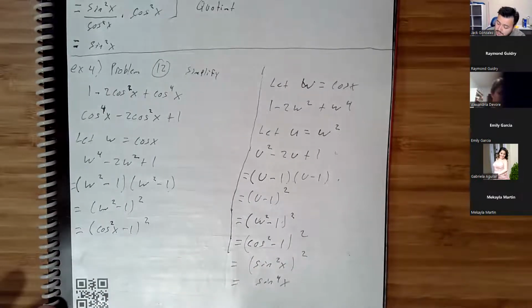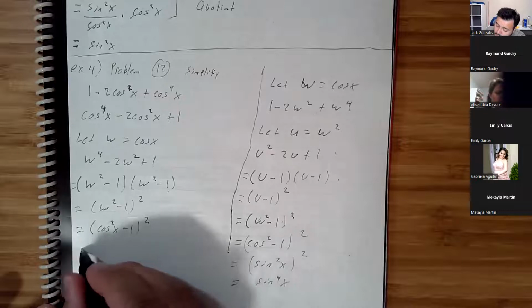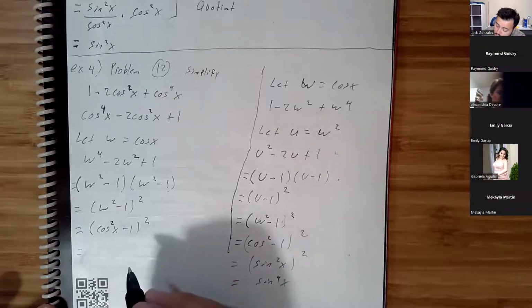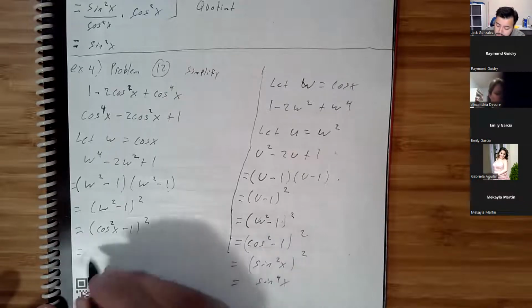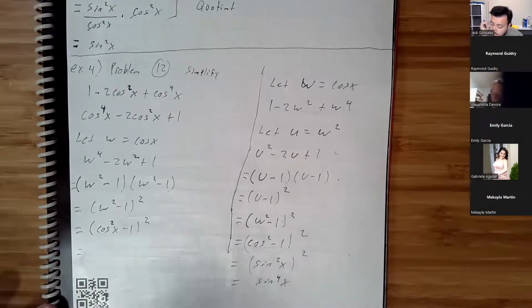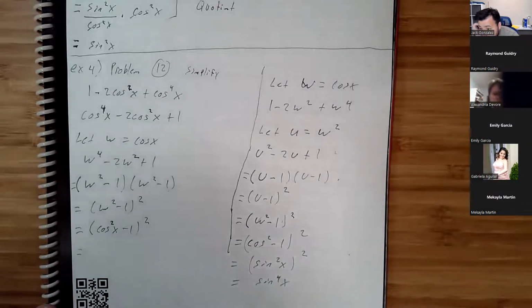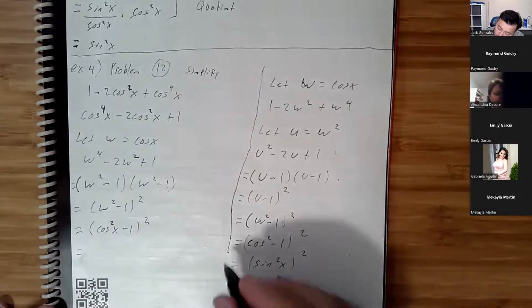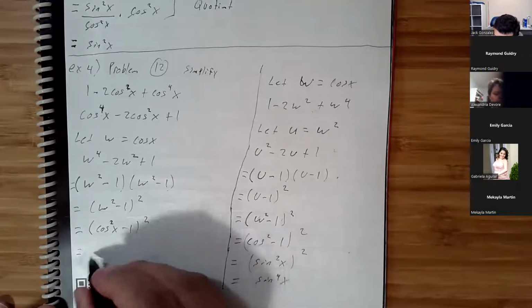But cosine minus 1 is the same as... oh man, I'm trying to keep it simple for you guys, and I don't think I can. It's going to be weird no matter what I do. Oh well.